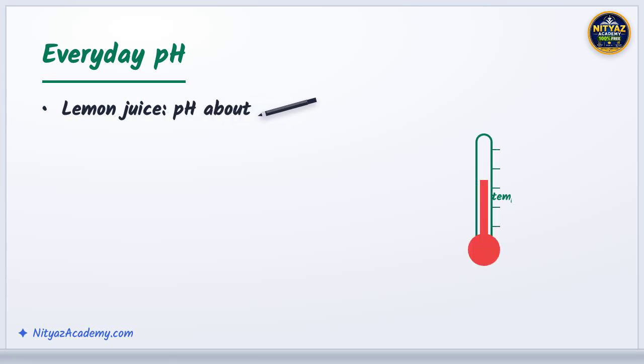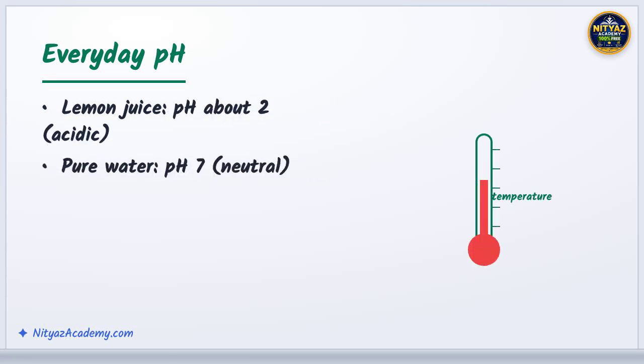Let's place some everyday items. Lemon juice sits near pH 2, sharply acidic from citric acid. Pure water rests at 7, perfectly neutral. Baking soda dissolved in water reaches about 9, mildly basic, which is why it soothes acid stomachs. Knowing roughly where things fall on the scale helps you predict how they will react together.